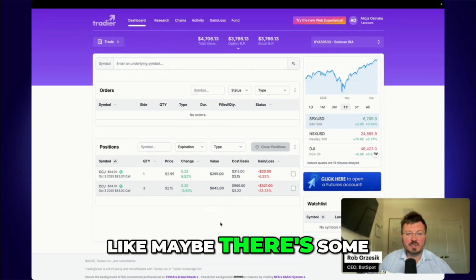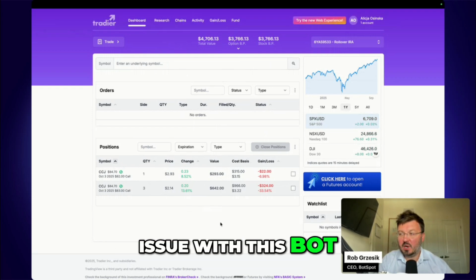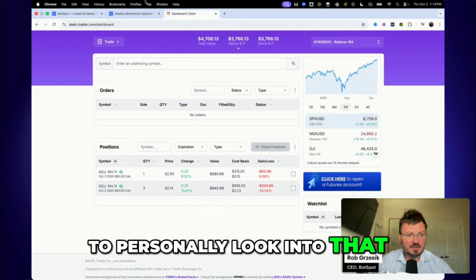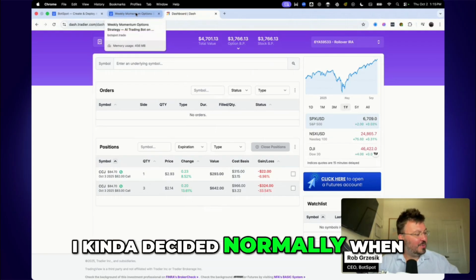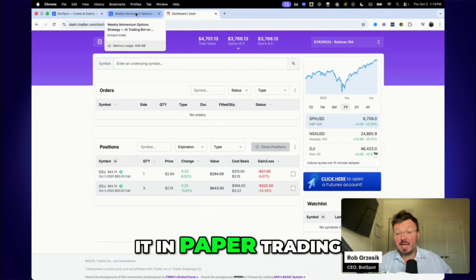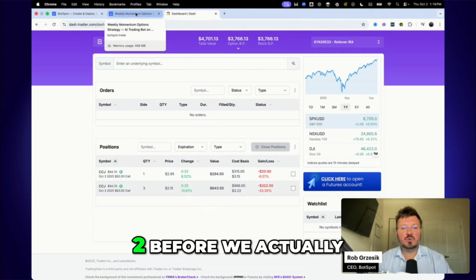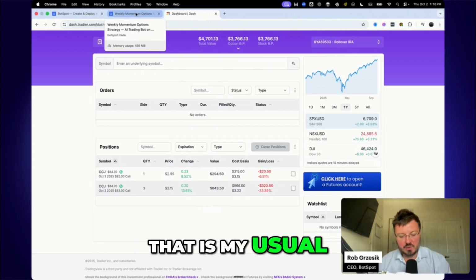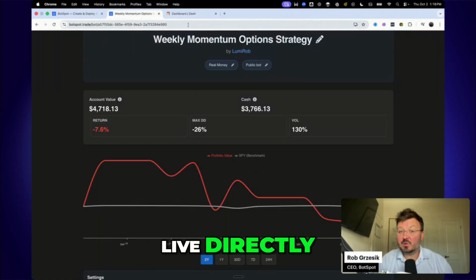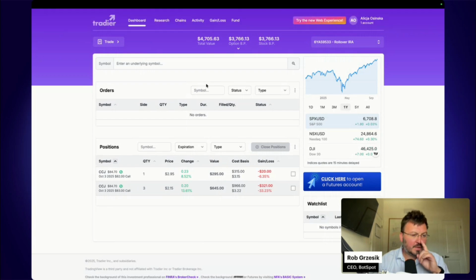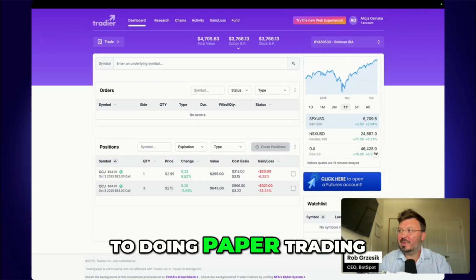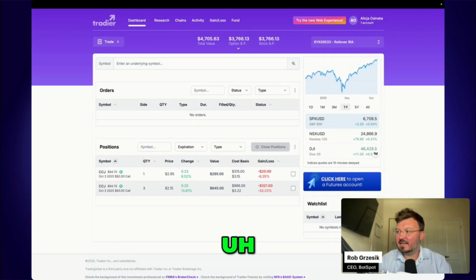So I actually feel like maybe there's some sort of issue with this bot that is not trading correctly. I would like to personally look into that. Normally when I run a bot, we'll create a bot, we'll back test it, and then we'll run it in paper trading for a week or two before we actually deploy it. That is my usual thing to do. But I thought it'd be more interesting to just take it live directly. So that here is a good reason why we want to stick to doing paper trading before we actually deploy live.